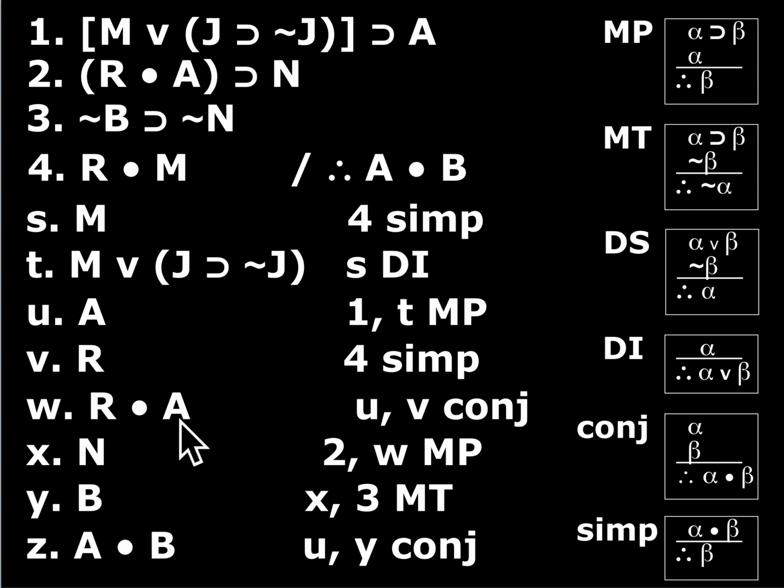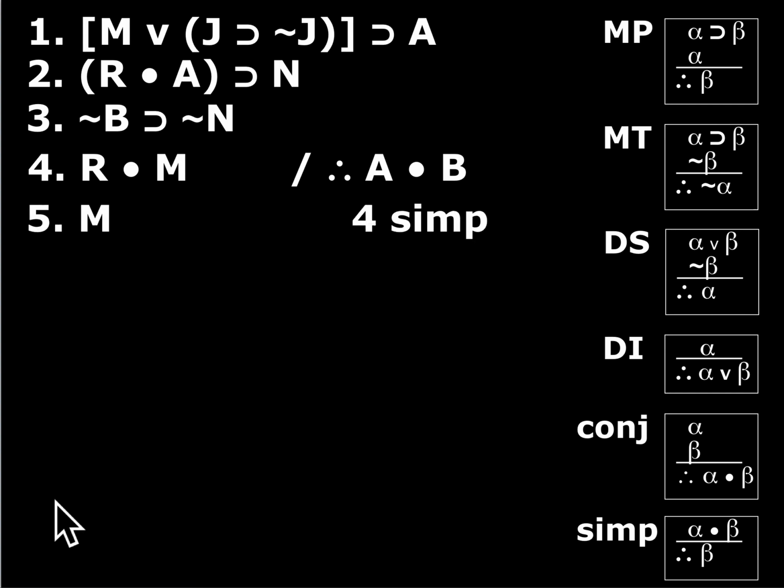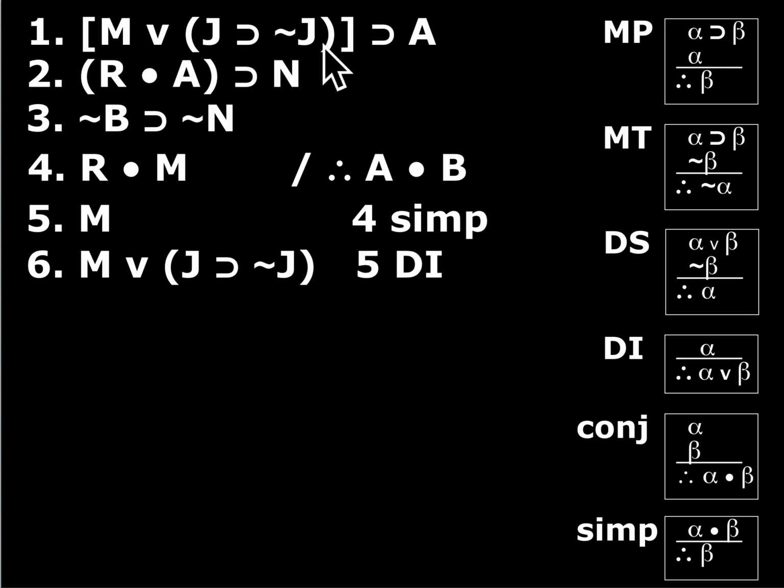Now, I'm just going to erase these and put all of the steps in normal order. So if you recall, the first thing I'm going to do is I'm going to simplify M from line 4. Now that I've got M, I can do DI to get M or J, and if J, then not J. That's by DI on line 5. I did that because this is the antecedent of line 1, so by modus ponens, I can get A. And that's one of my conjuncts here. So I've got A. Now I want to try to get B.